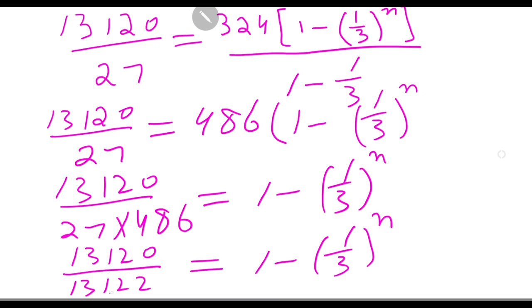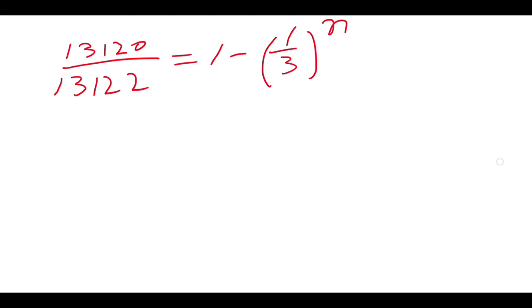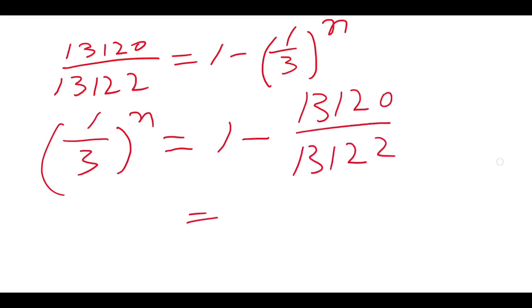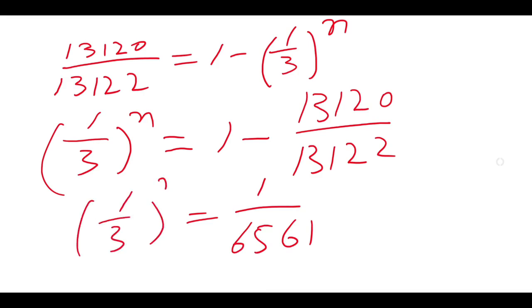13,120 over 13,122. I'm going to simplify further because we need to solve for n here. 1 over 3 power n, I move over to this side, becomes positive. So 1 over 3 power n is equal to 1 minus 13,120 over 13,122. I use my calculator. The answer is 1 over 6,561, and this is equal to 1 over 3 power n.